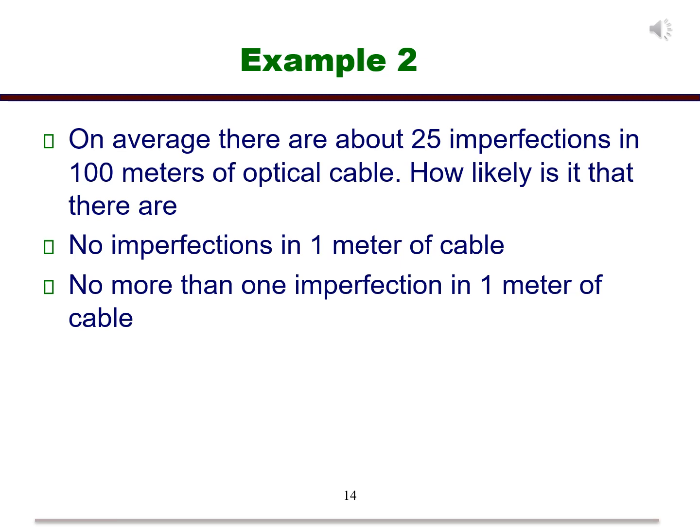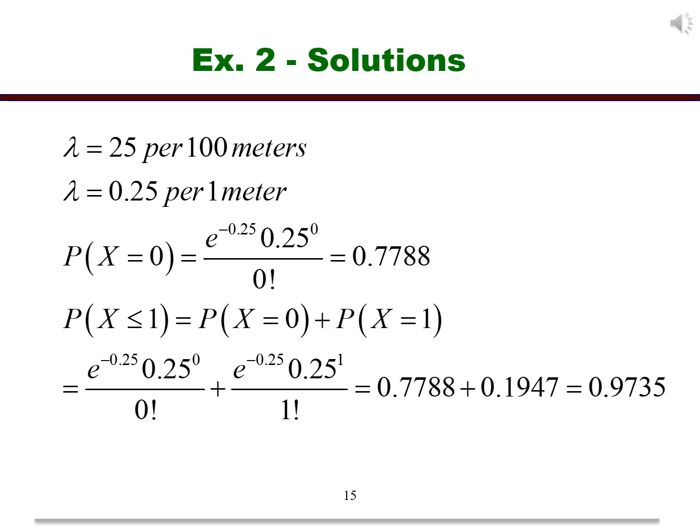Let's check the solutions. Notice that for 100 meters of cable, we know that the parameter would be 25 imperfections. What we need to find out is what is typical for 1 meter of cable. Based on the change in the units, the rate for 1 meter will be 0.25 imperfections. Note that 0 factorial is equal to 1. Now we will approach the problem in the same manner as the last one.